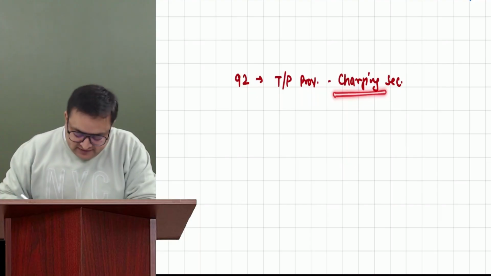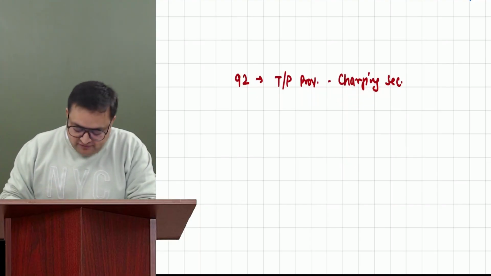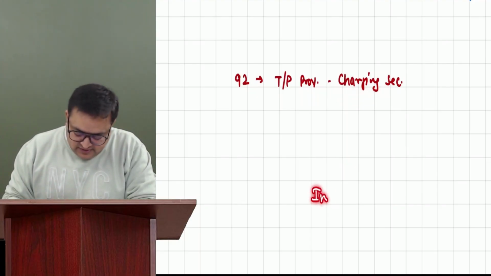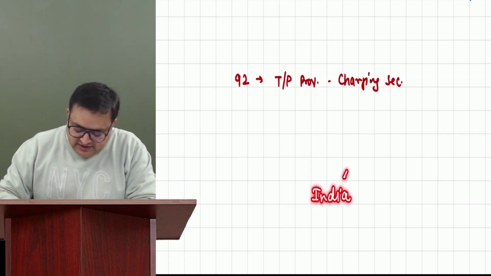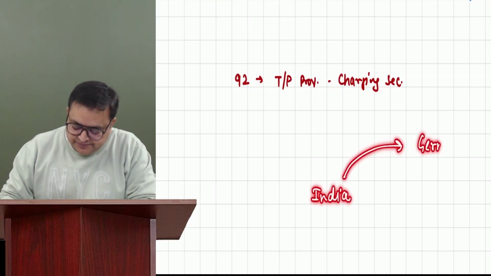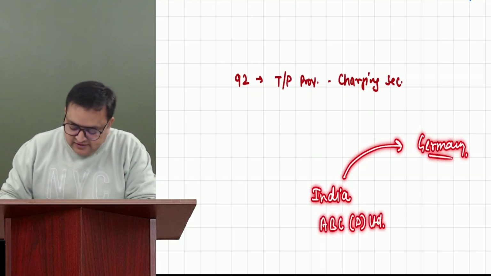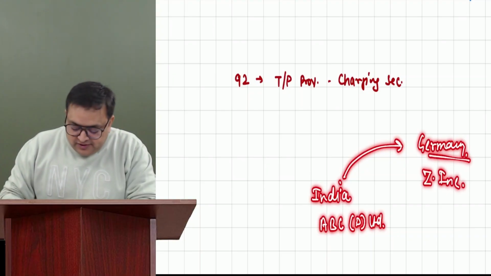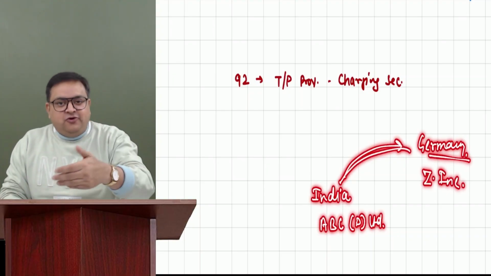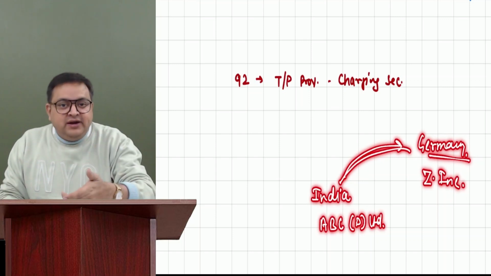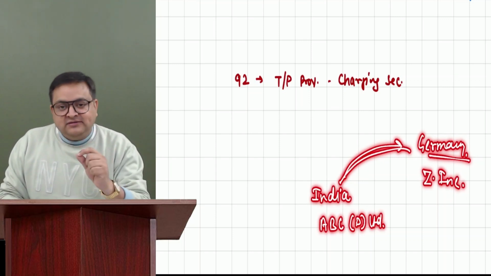Let's say you have a business in India, a company ABC Private Limited India, and you are selling something to Germany, let's say to ZINC in Germany. Is it an international transaction? Yes, it's a cross-border transaction. You are actually exporting it. So the answer is yes, it is international.